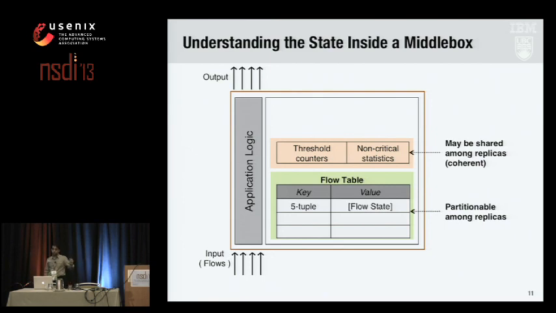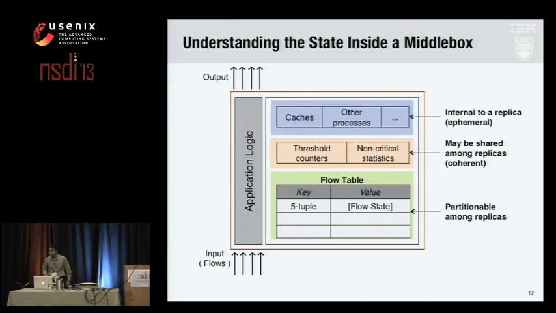The rest of the state in the middle box is something that the developer does not have to care about because it is specific to a replica. Things like buffer caches, other processes in the OS, your background tasks, or kernel bookkeeping information, etc. It's ephemeral, and its state is valid only with respect to the processing associated with a single packet.